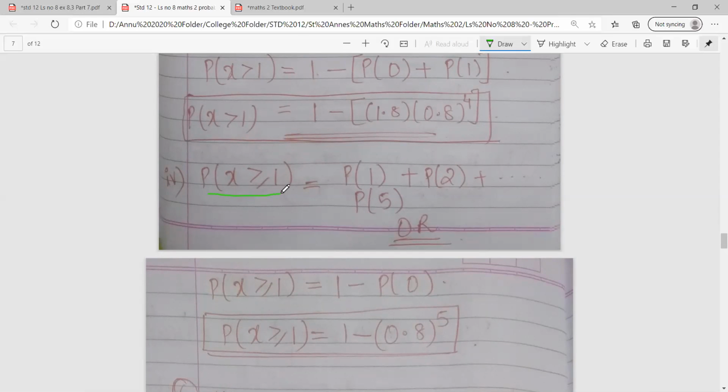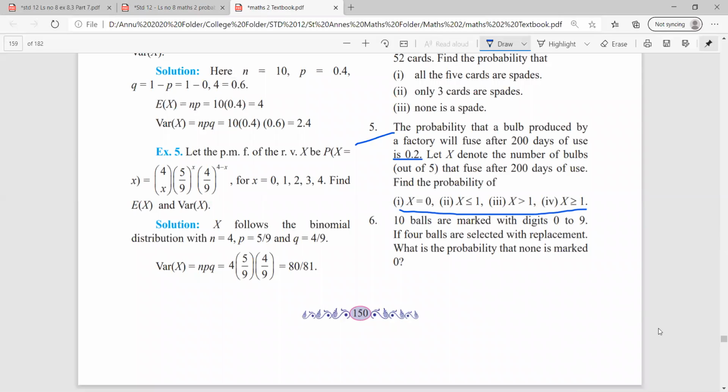Now in the previous sum, there was no equal to, correct? So equal to means 1, 2, 3, 4, 5. Now you have to find out all the 5. What is the shortcut? 1 minus what is not included over here? P of 0. So the answer is 1 minus 0.8 raised to 5. So with this, we have finished with sum number 5. I hope you all must have followed what was the logic and the trick which I explained.